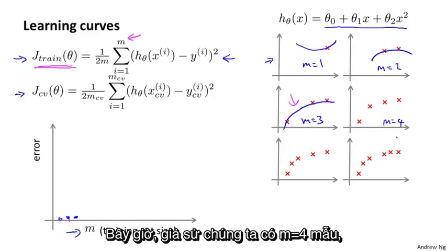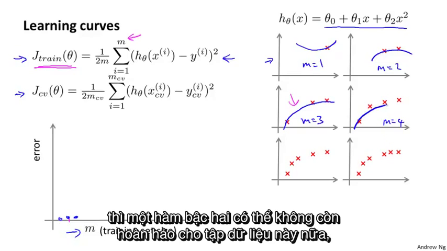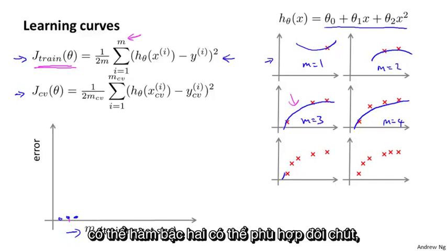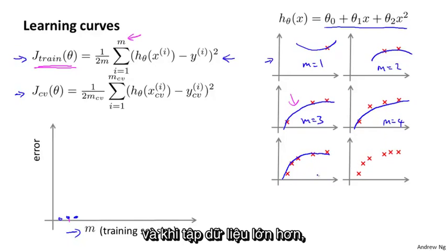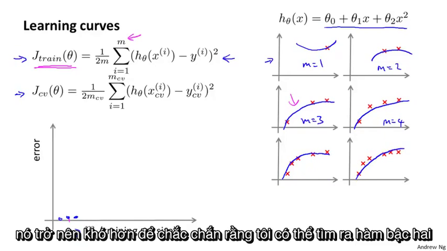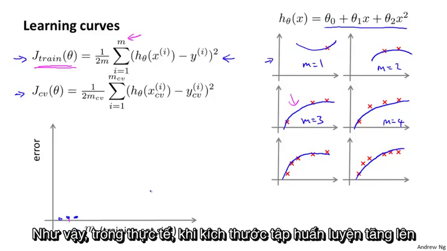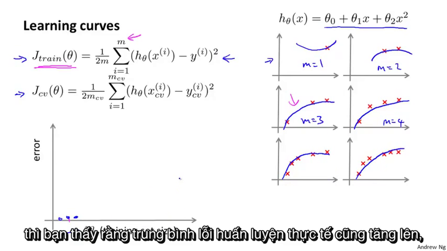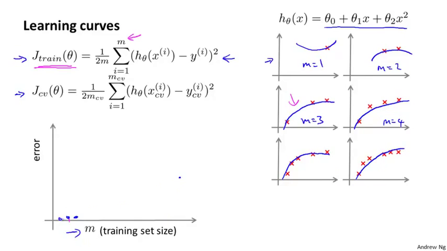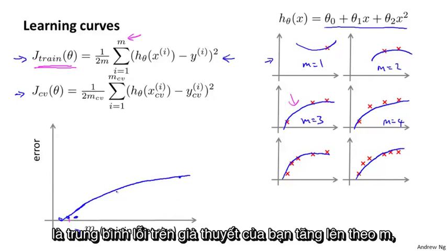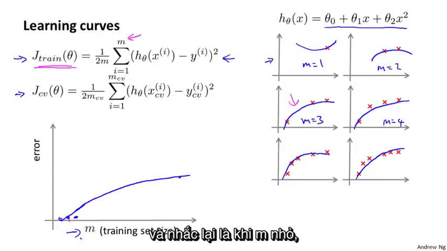Now, say I have m equals 4 examples. Well then, a quadratic function can no longer fit this data set perfectly, and if I have m equals 5, then maybe a quadratic function can fit this data so-so, but as my training set gets larger, it becomes harder and harder to ensure that I can find a quadratic function that passes through all my examples perfectly. So in fact, as the training set size grows, what you find is that my average training error actually increases. And so if you plot this figure, what you find is that the training set error, that is the average error on your hypothesis, grows as m grows.